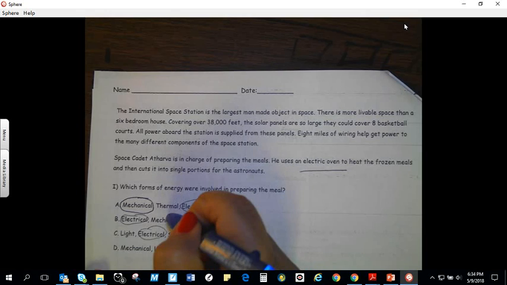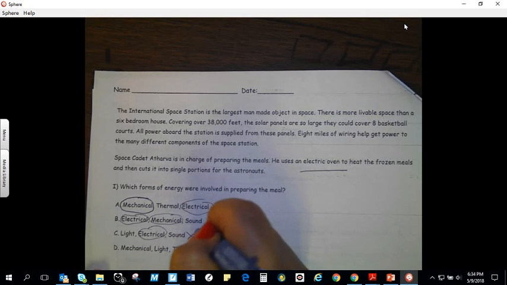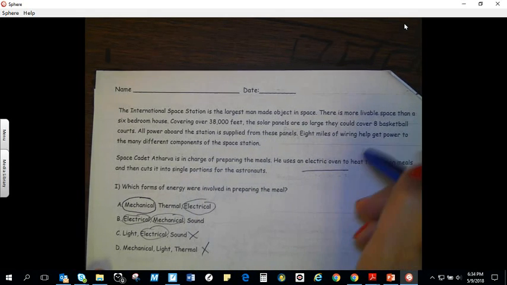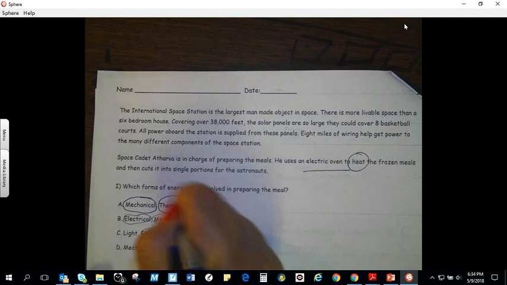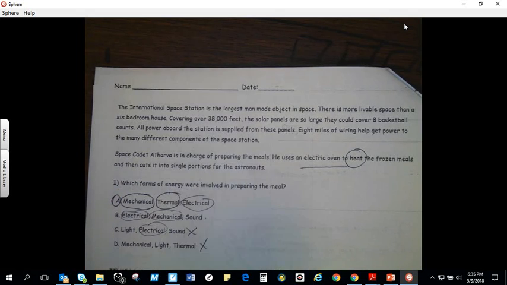Okay, well, we have mechanical here, no mechanical here. So now, what is that heat coming from? So what is that heat? It's thermal. Okay, it's not going to be sound where it says heat. Doesn't do that. Okay, so the answer is A. All right, the next one.